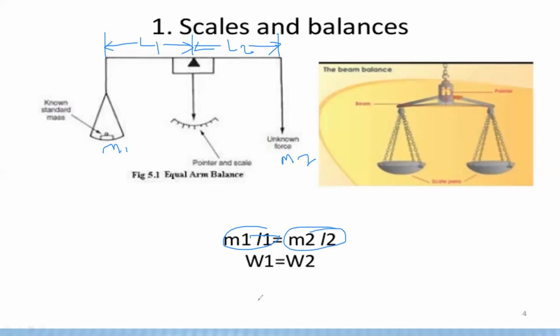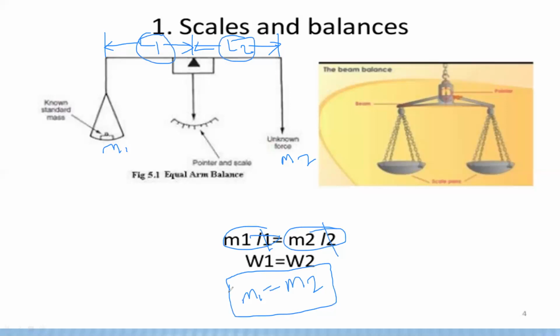Okay, so we can get M1 is equal to M2. Why? Because L1 and L2 are equal. Then we can cancel L1 and L2. Finally, what I am getting is M1 is equal to M2. Mass M1 is equal to M2, it is in the condition of equilibrium.